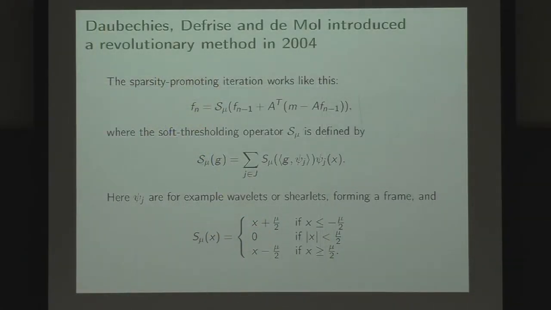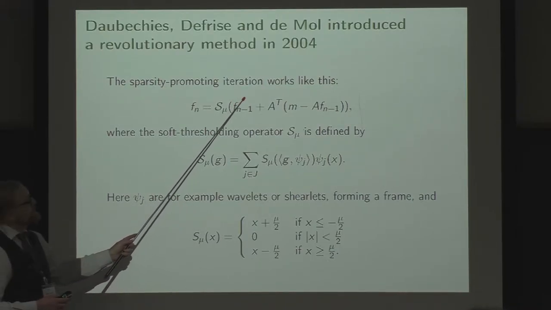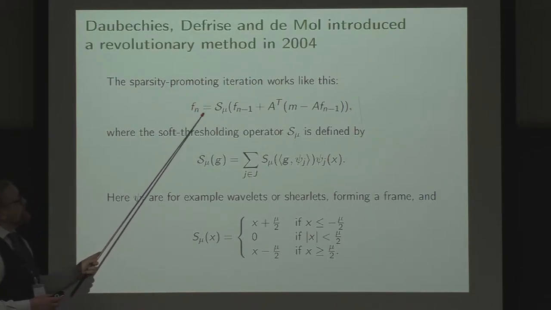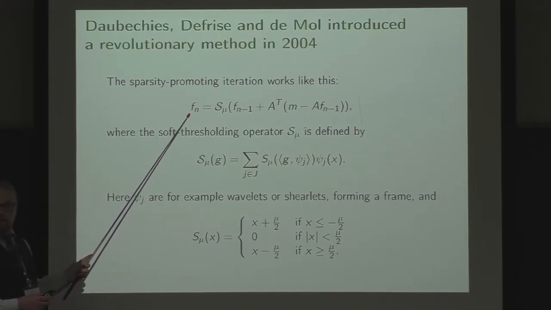So here we are using soft thresholding approaches that I think in the inverse problems field were started by this paper by Daubechies, Defrise, and De Mol. They used convex analysis and proximal operators to show that the sparse reconstructions can be computed by such an iteration. So this is the iteratively constructed reconstruction.